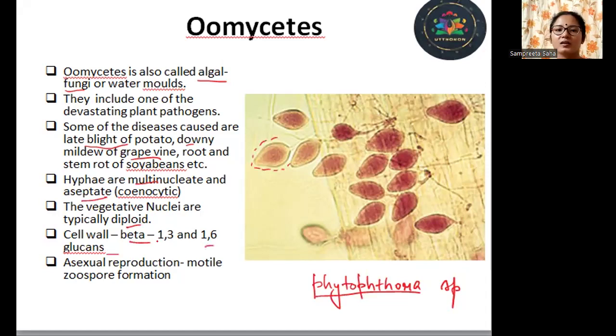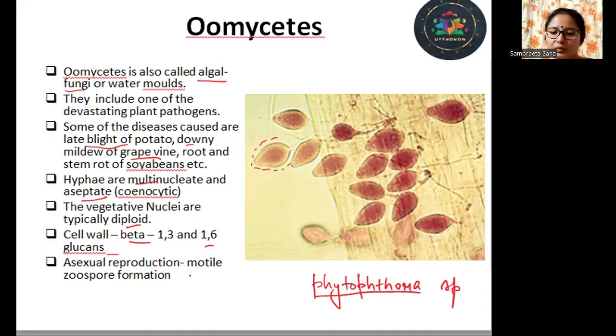Okay, so as we know, we have this knowledge so far that cell wall of fungi is made up of chitin, but in Oomycetes, the cell wall is mostly made up of beta-1,3 glucan and beta-1,6 glucan. Chitin is found in very few species, which have minute amounts of chitin in their cell wall. So the dominant composition is beta-1,3 and beta-1,6 glucans.